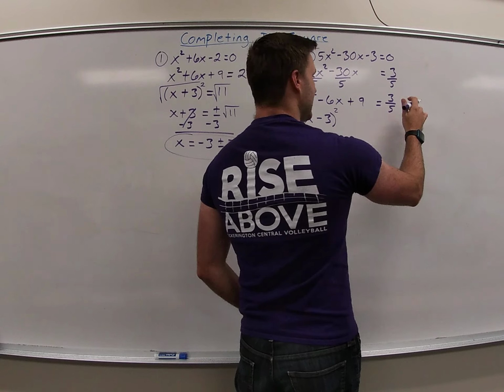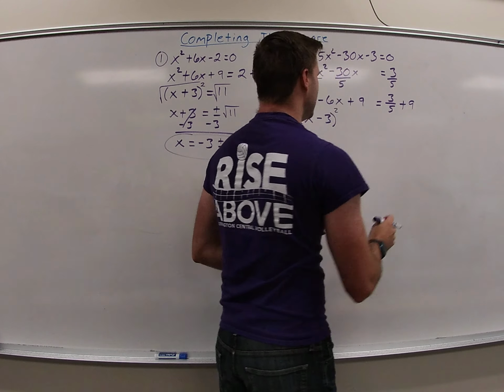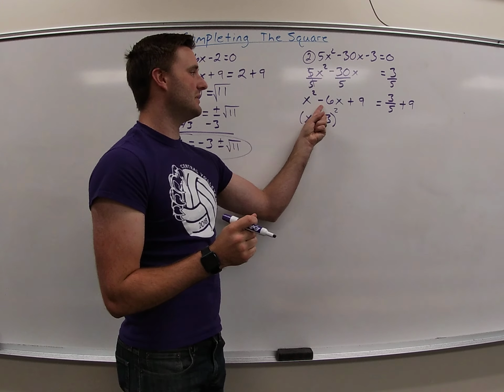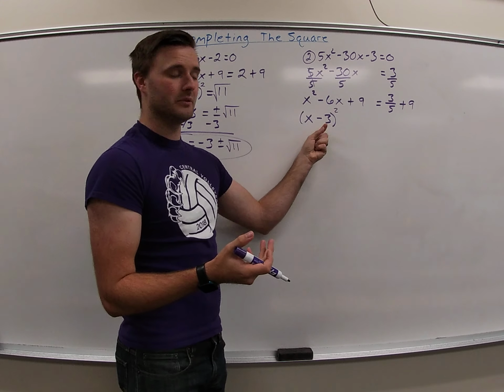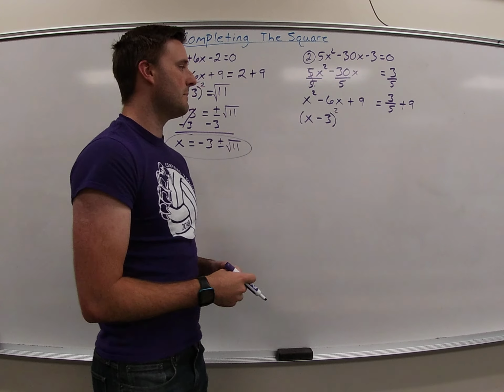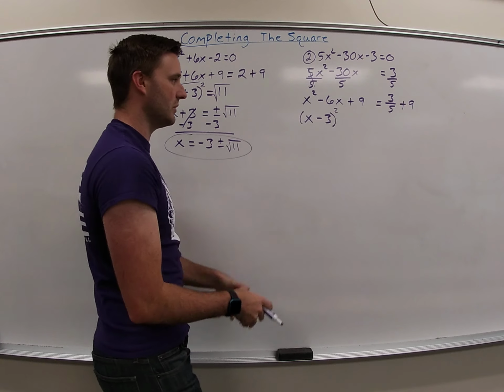Whatever I do to one side, I have to do to the other. And again, what we're saying is, hey, what are 2 numbers that multiply to a positive 9 but add to a negative 6? Oh, negative 3 and negative 3, right? Negative times negative, positive. Negative 3 plus negative 3, negative 6. So we're forcing it to be a perfect square.